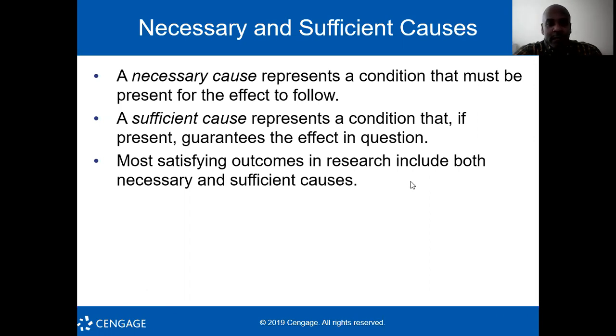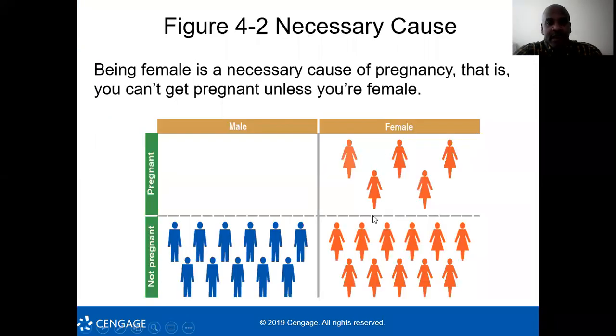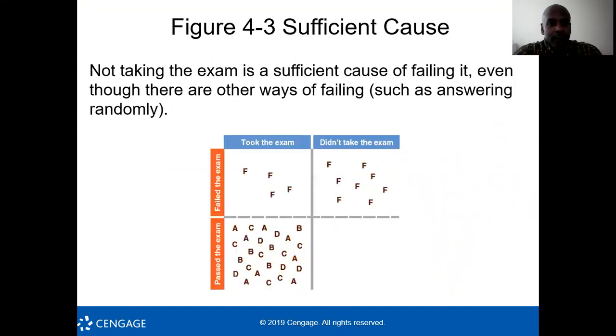An example that the author providing the text gave was that being a female is a necessary cause of being pregnant. Thankfully, you cannot get pregnant unless you're a female. Not taking the exam is a sufficient cause of failing it, even though there are other ways of failing, such as randomly answering questions, for example.